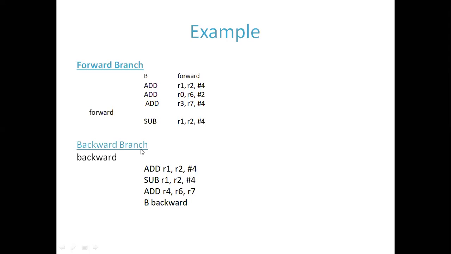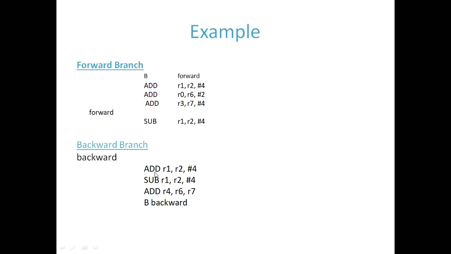There is something called a backward branch. In other words, you have declared a label, or you have put a label before this one, and you are jumping, or your execution control will be transferred in a backward direction. So look at this one. This is a label. Backward is the label.